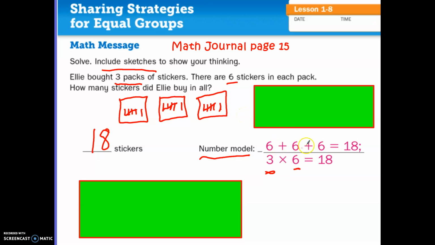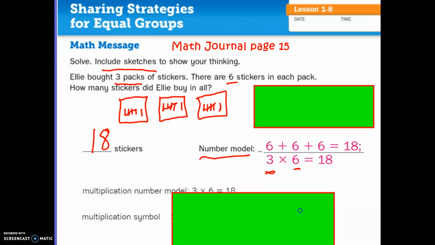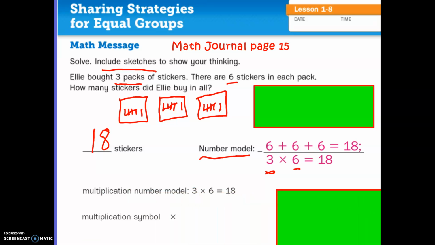So 6 plus 6 plus 6 equals 18. 3 times 6 equals 18. So 3 times 6 is our multiplication number model, and this is the multiplication symbol that we'll be using in 3rd grade.